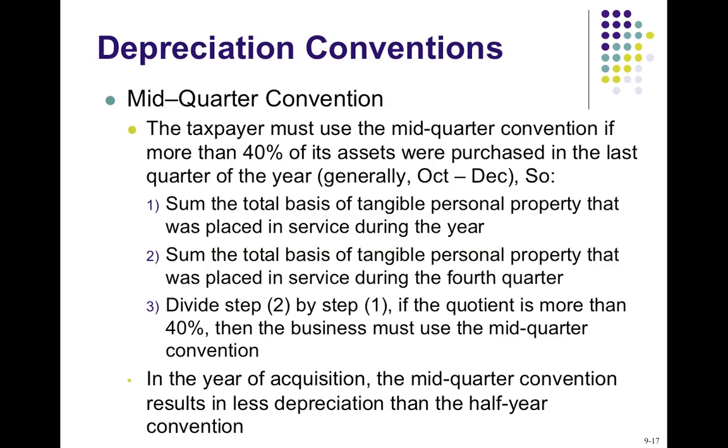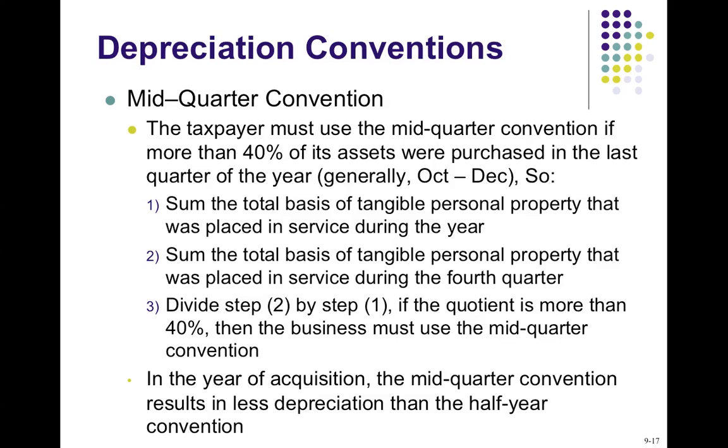Okay, so when do we have to use the mid-quarter convention? We have to use it when more than 40% of our assets were purchased in the last quarter of the year. So for most taxpayers, if we're looking at a calendar year, this is October, November, and December. Okay, so how we're going to figure out if we purchased more than 40% of our assets in the last quarter is we're just going to add up the cost of everything we bought in October, November, and December, and divide that by the total cost of what we purchased for the entire year. And if this quotient, okay, if this amount is more than 40%, then we have to use the mid-quarter convention instead of the half-year convention. Okay, so take fourth quarter purchases divided by total purchases. If this amount is more than 40%, then you're stuck with the mid-quarter convention.